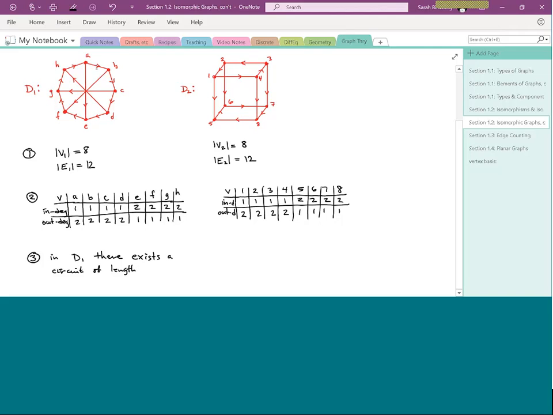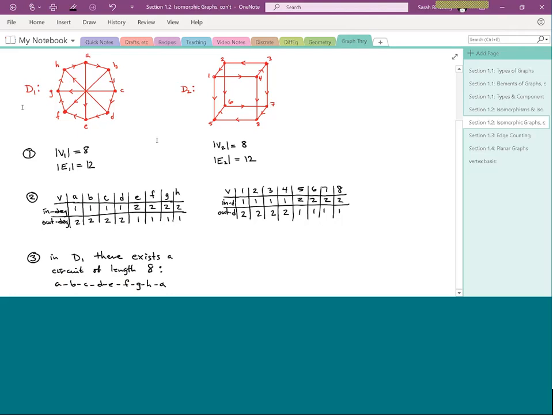How many vertices, how many edges did we use? 1, 2, 3, 4, 5, 6, 7, 8. And we said A, B, C. Just go along the complete outer edge there. And don't forget to get back to A. Okay? So now we go to the other digraph.